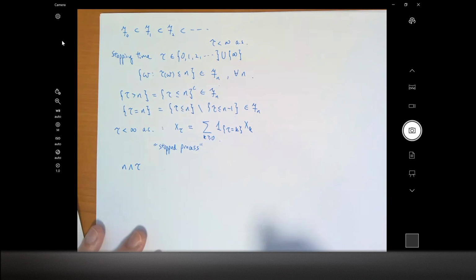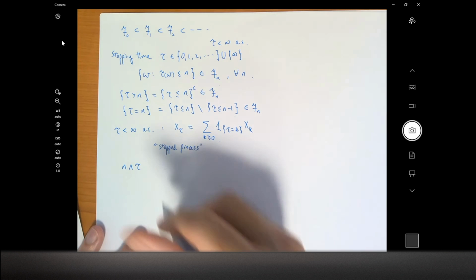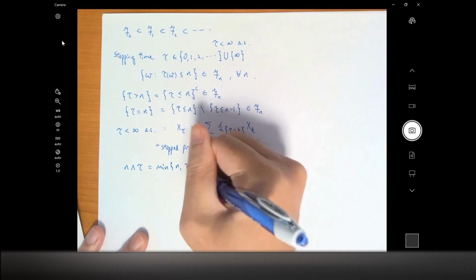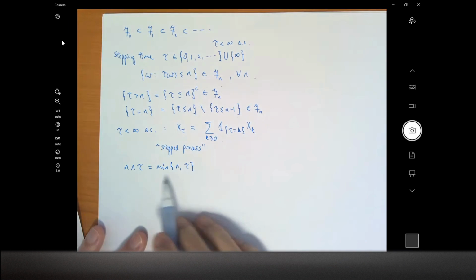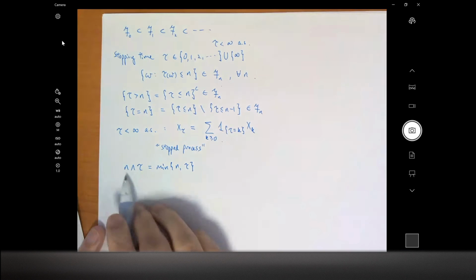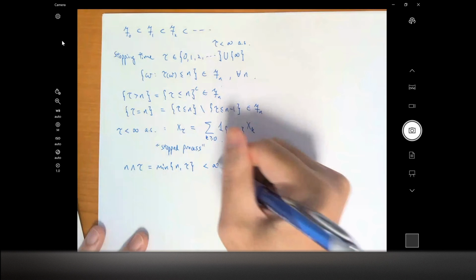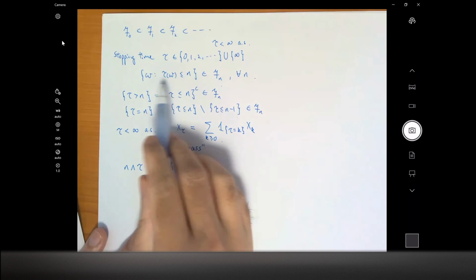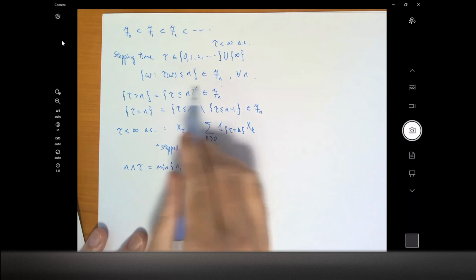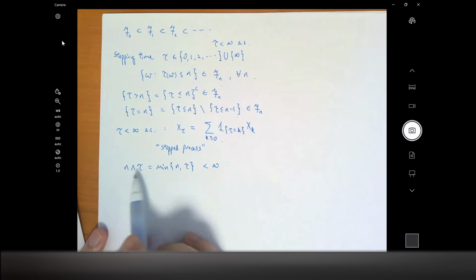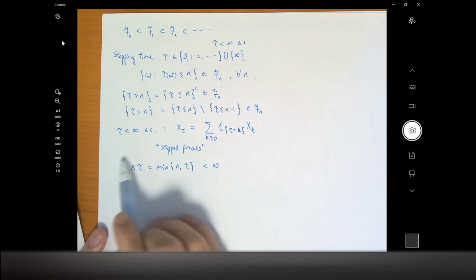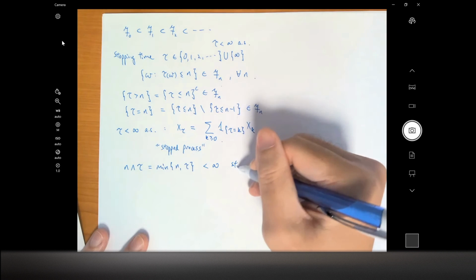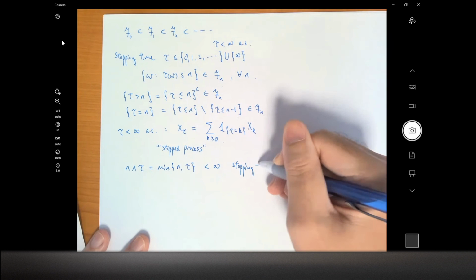the minimum between n and tau, this is my stopping time. So this is defined to be the minimum of n and tau. Certainly this is always finite, because my n is finite. This is finite almost surely. And you can check from the definition, by plugging it in, that the minimum of n and tau by itself is a stopping time as well. So this is something easy to check.